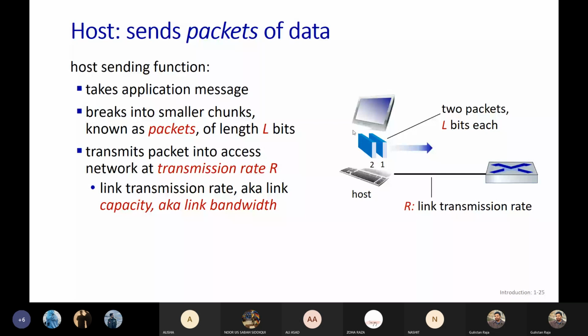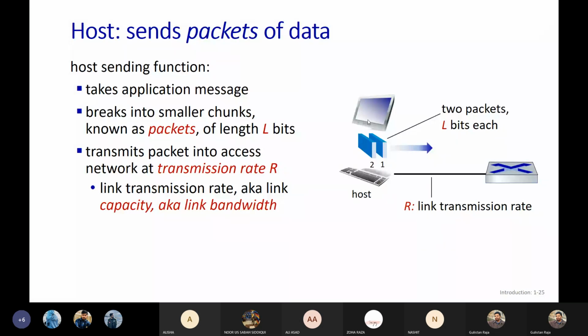A lot of data is generated by applications. That data is divided into smaller chunks, and these smaller chunks are known as packets. In another way, you can say a group of bits. Thousands of bits are generated, and those bits are grouped into a small number of bits, and that is known as a packet. So this is a group of bits or group of data. So this is a packet.